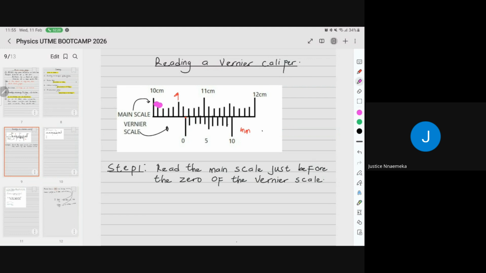So here I have 10. This is 10 here. 10.1, 10.2, 10.3, 10.4, 10.5, 10.6, 10.7, 10.8, 10.9, and 11. So the value there is what? 10 point what, guys? 10.5. Just before, sorry, I should be looking at this one. Just before the zero of the vernier caliper, please. I should be looking at this place. Does it make sense? That's where my eye should be and not the other way around. Are we on the same page, guys? So just before the zero of the vernier caliper, that is where I should look.